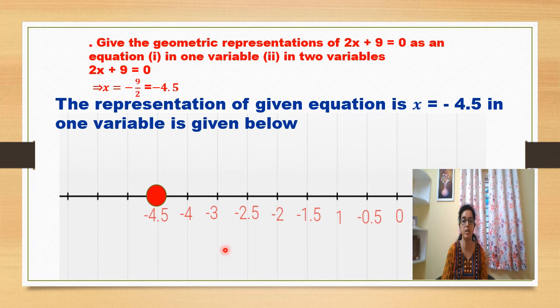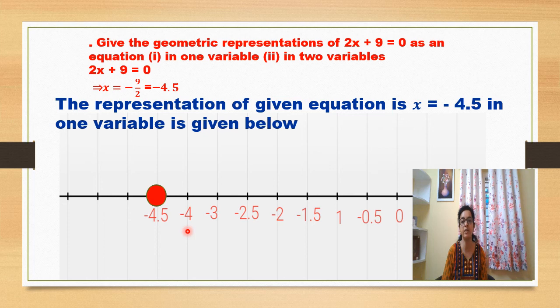So here you can see I have started from 0 and moved towards the left side, because I don't need any positive numbers. Children are in the habit of writing even the positive numbers, though they are not required, and the number line doesn't look so decent. So be careful about it. Here we have minus 4.5, which is represented by the red point. It lies between minus 4 and minus 5, exactly at the center.